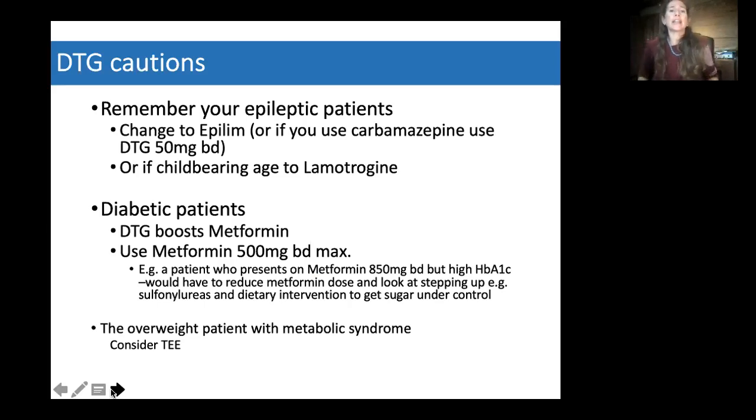Any questions at this point regarding some of the cautions and some of the contraindications for dolutegravir? Cautions is a better word. Let me just see if there are any hands. Oh, look, there's a hand. Yes, Mr. Ongole, do you want to unmute yourself, Ongole?